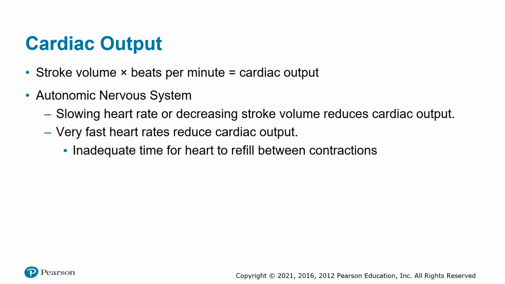Autonomic nervous system. So the slowing of the heart rate or decreasing of the stroke volume reduces cardiac output. Very fast heart rates reduce cardiac output, and that allows for inadequate time for the heart to refill between contractions.